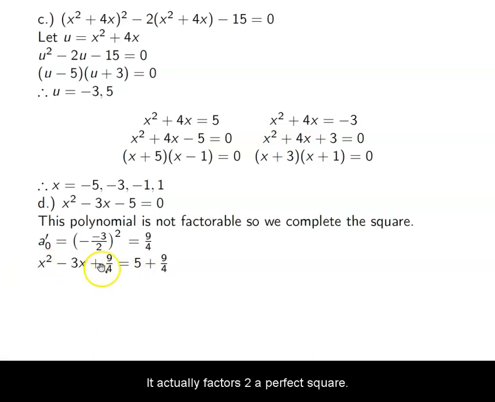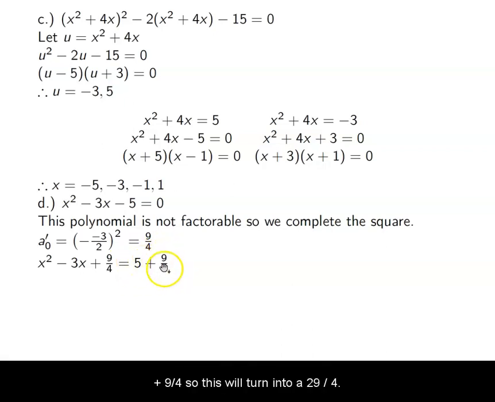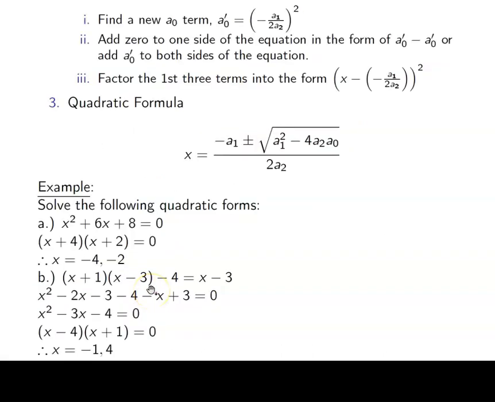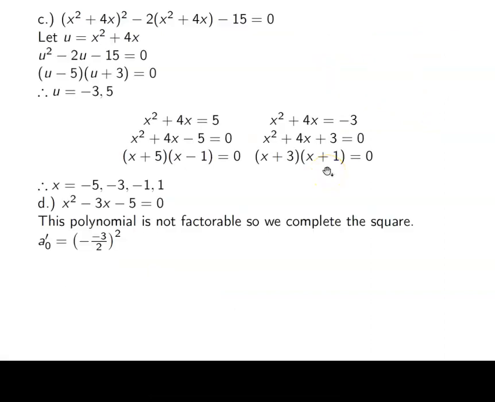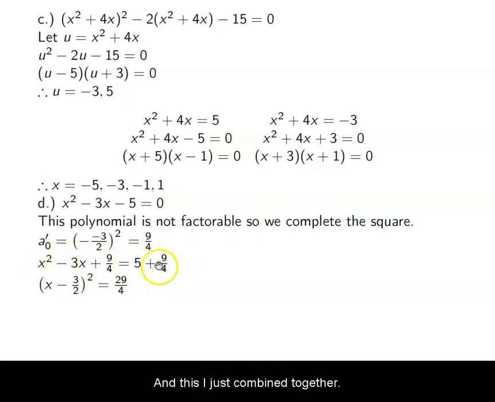Okay, it actually factors to a perfect square, and then this I'm just going to add together and combine it, right? So this is going to be 20 over 4 plus 9 over 4, so this will turn into 29 over 4. Here, this is going to factor to be x minus, and then what this was before I squared it, so 3 over 2. So this factors to x minus 3/2 squared, okay, like so, x minus that whole thing before I squared it, and then I'm squaring the whole thing. Okay. So x minus 3/2 squared. So that's the perfect square form of this. And this I just combined together.